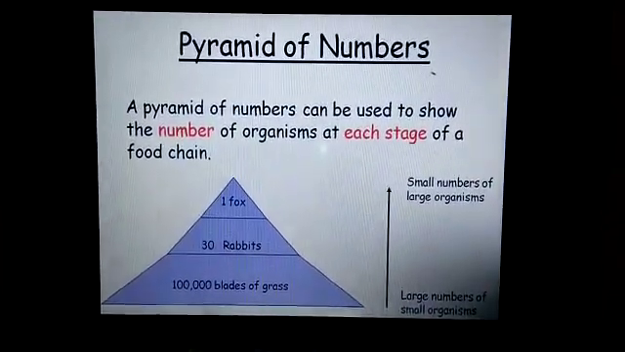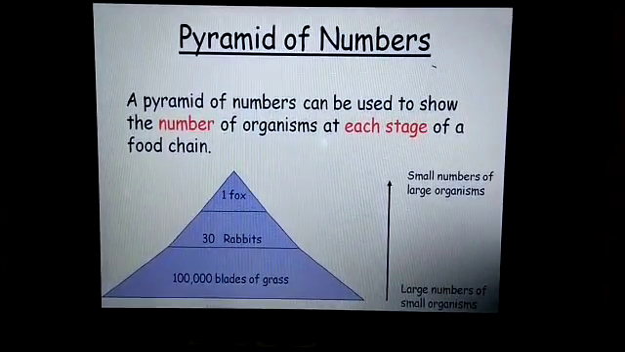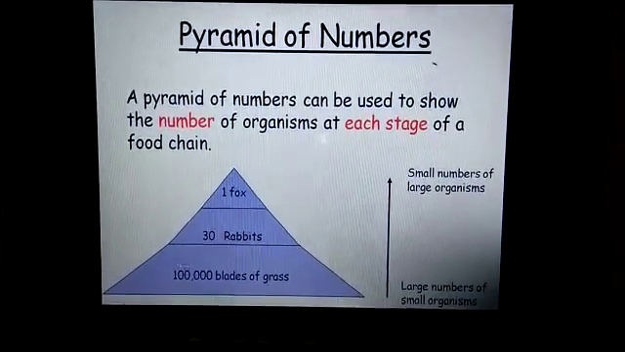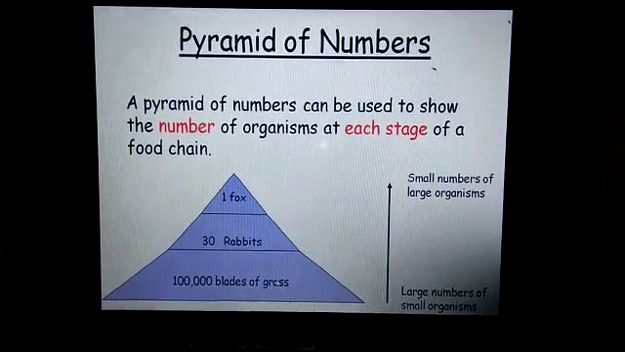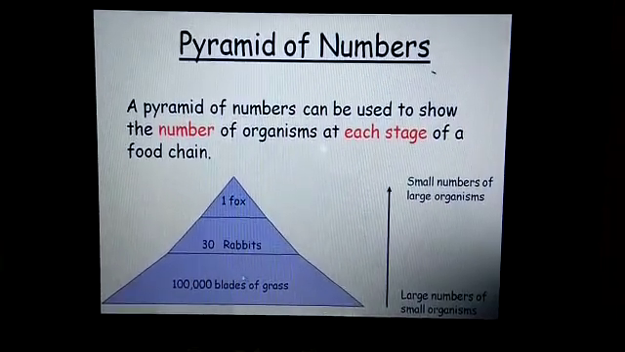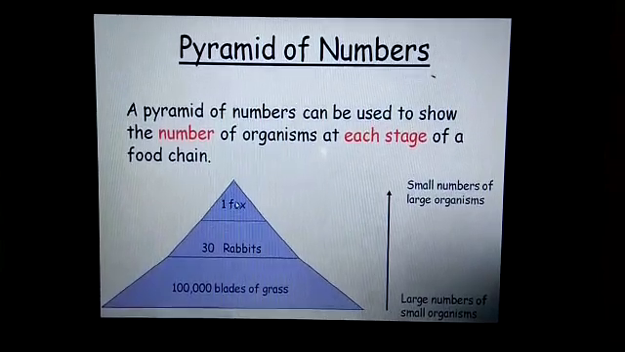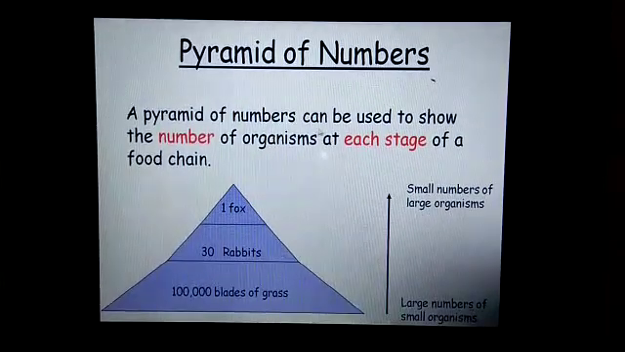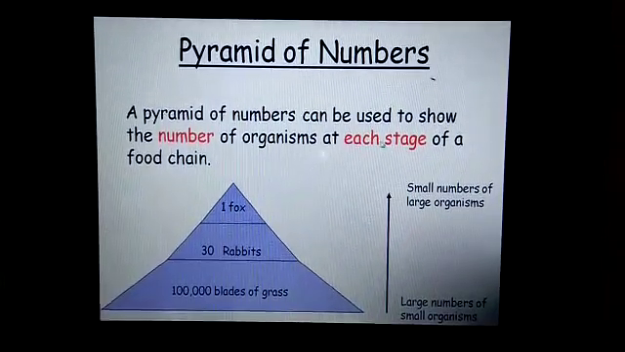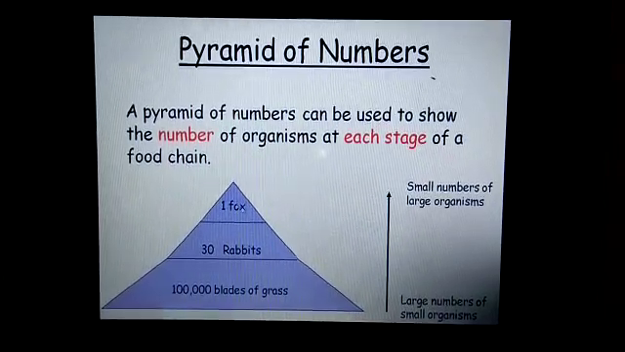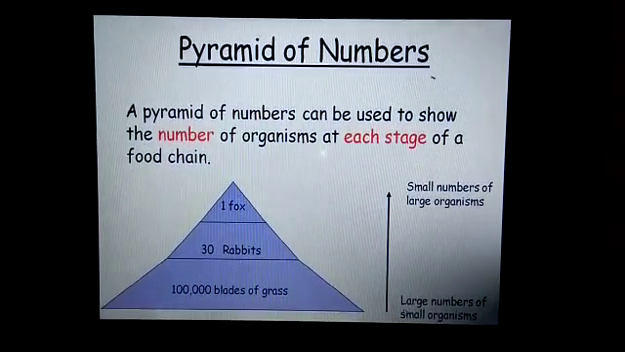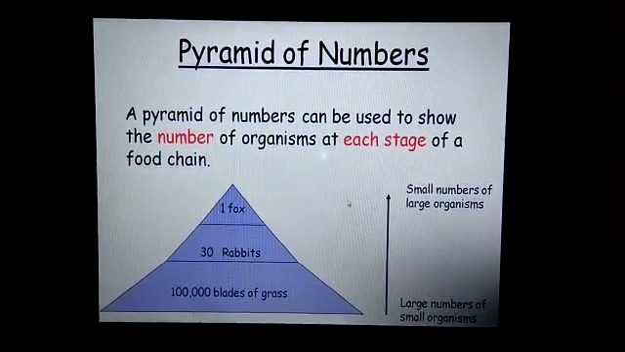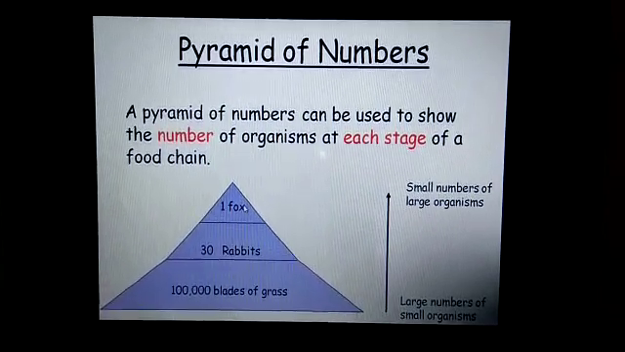Now, when we draw this pyramid of numbers, the shape of the pyramid will be upright, meaning in decreasing order: the large number of organisms will come at the base and the least number of organisms will come at the top level. A pyramid of numbers can be used to show the number of organisms at each stage of a food chain. As you can see here, a large number of small organisms are placed at the base, and a small number of large organisms are placed at the top.